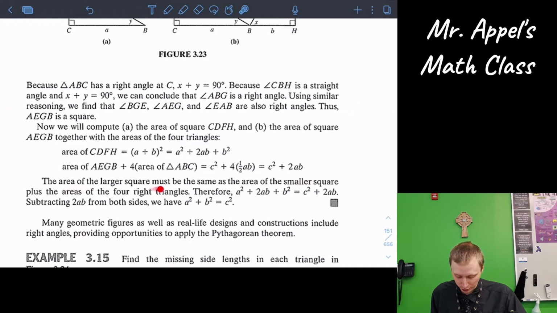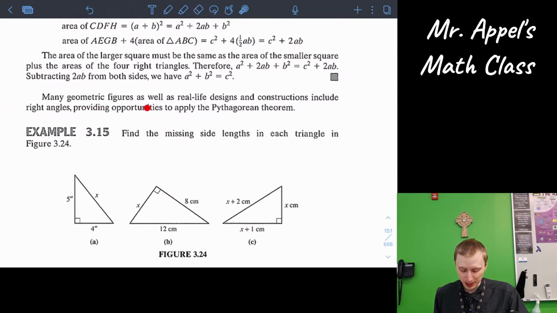The area of the larger square must be the same as the area of the smaller square plus the areas of the 4 right triangles. Therefore, a squared plus 2ab plus b squared equals c squared plus 2ab. Subtracting 2ab from both sides, we have a squared plus b squared equals c squared. QED.